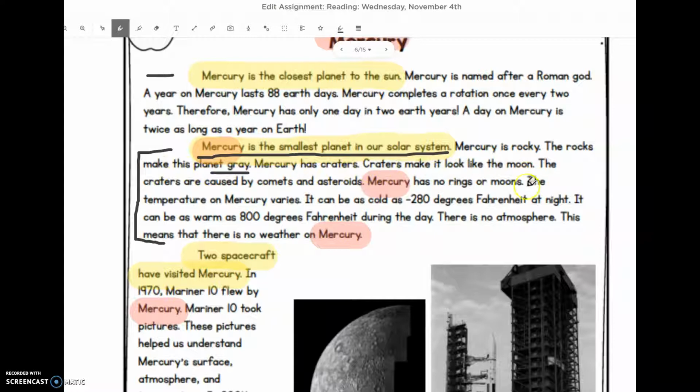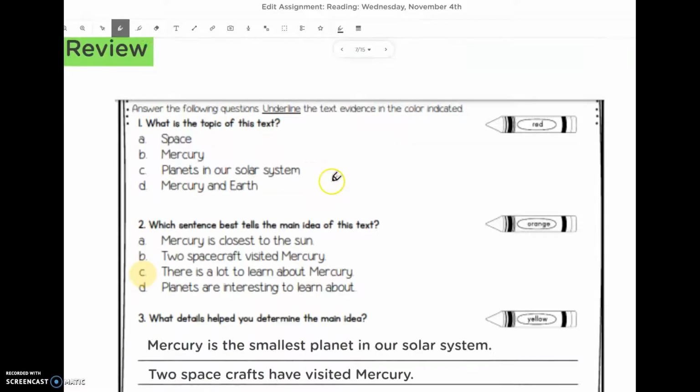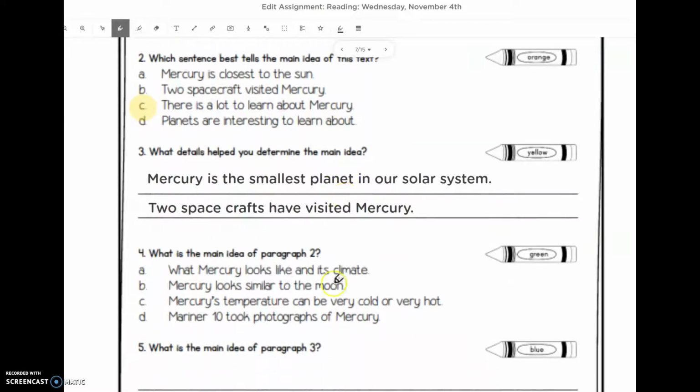We can see some of those details in there. That it has craters in it, so that's something else that says what it looks like. It also talks about the temperature. So this paragraph, the main idea, is what the planet looks like and the climate.